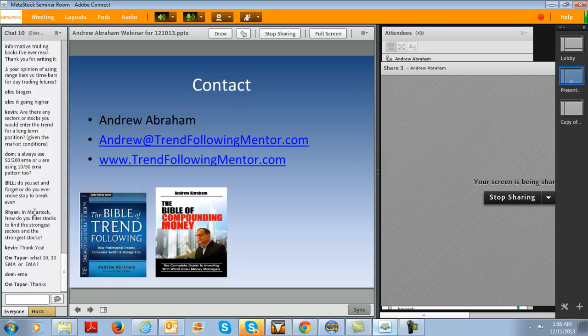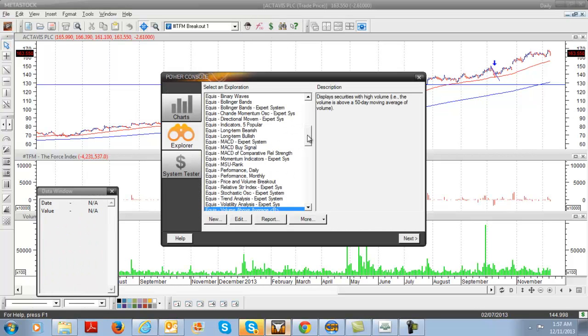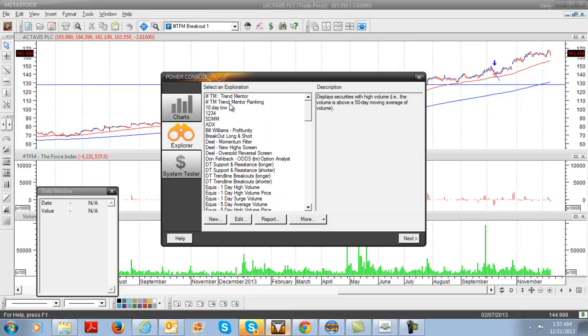In Metastock, how do you filter stocks to find the strongest sectors? It's a rate of change. Really simple. Let's see if it shows up here. One second. Here it is, Trend Following Mentor ranking. If you want, email it to me and I'll send it to you. Or here, you can even see it.